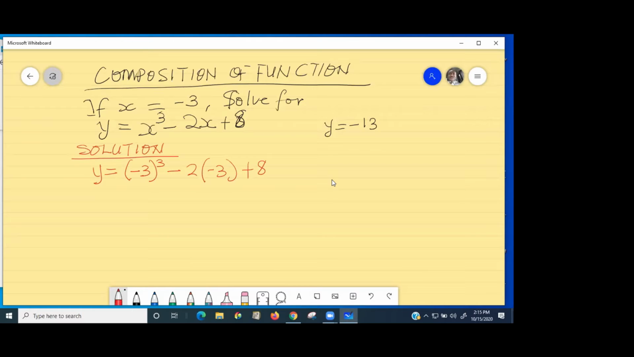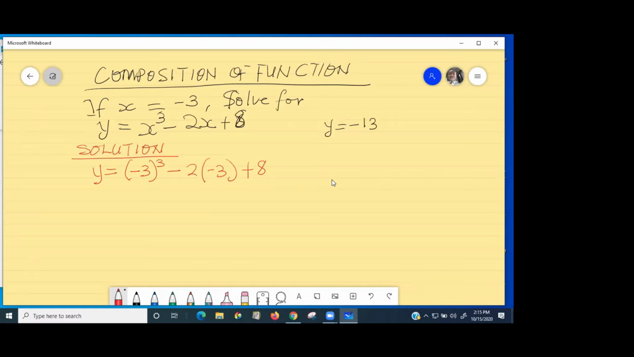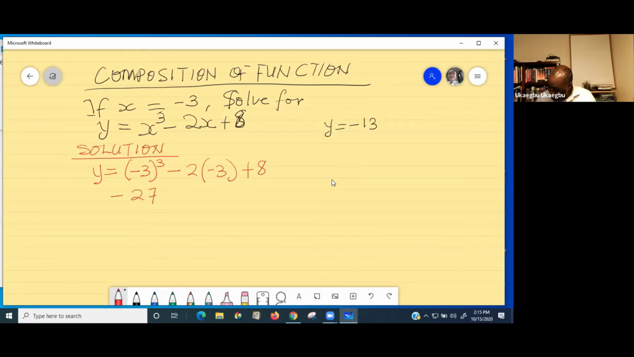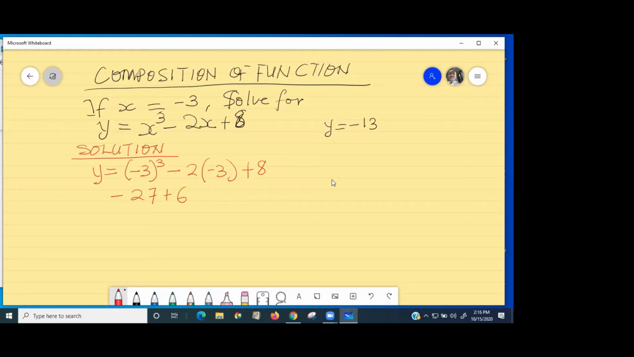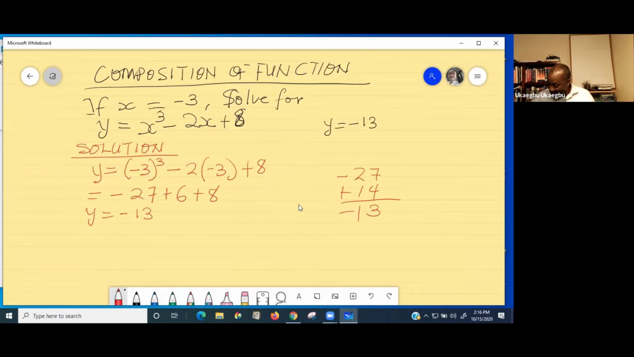Do PEMDAS. So -3 raised to power 3 is what? -27. And then minus times minus is plus, so 2 times 3 is 6, plus 6 plus 8. So 6 plus 8 is 14. So you have -27 plus 14, so that's -13. That's correct. Y is equal to -13.